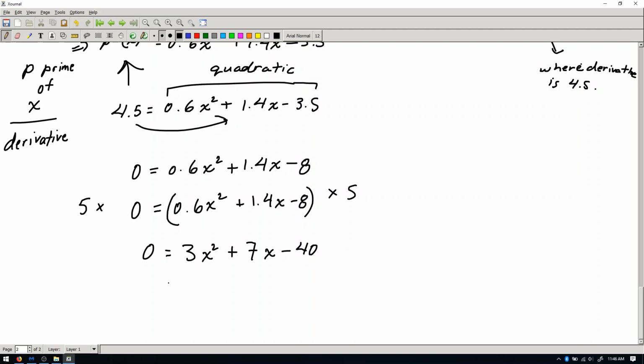So what I end up getting is 3x minus 8, x plus 5. Let me double check that. Plus 15x, minus 8x, yep, that's correct. So if I set each bracket to 0, I get x equals 8/3 and x equals -5. There you go.